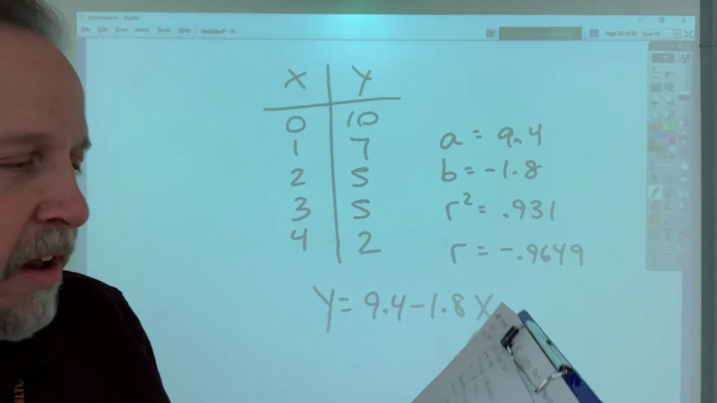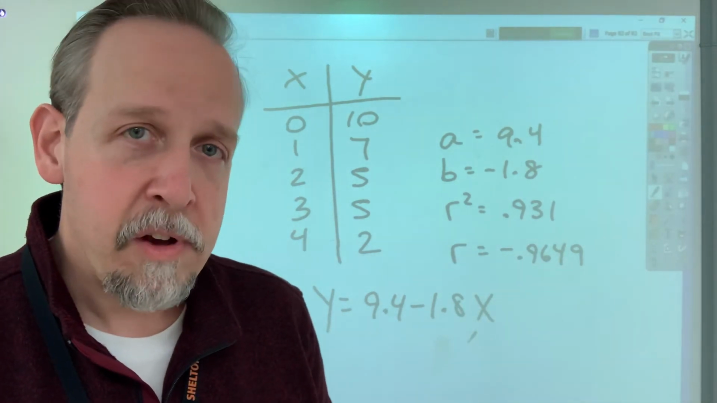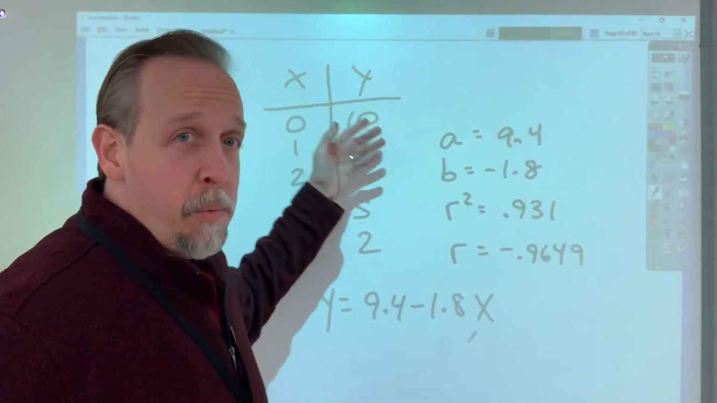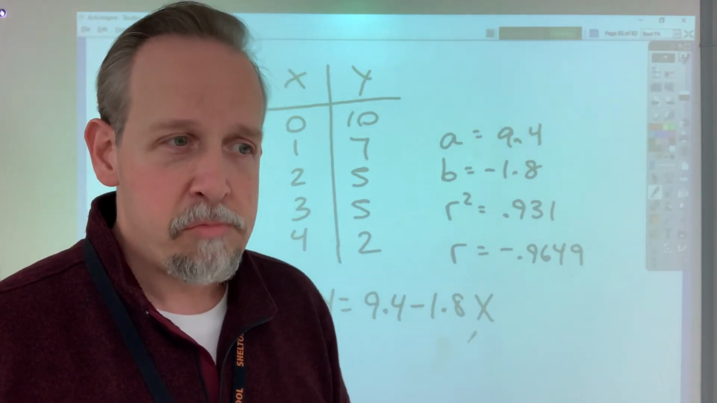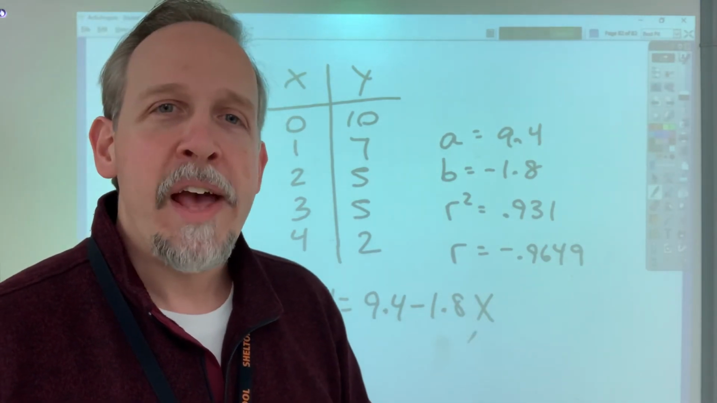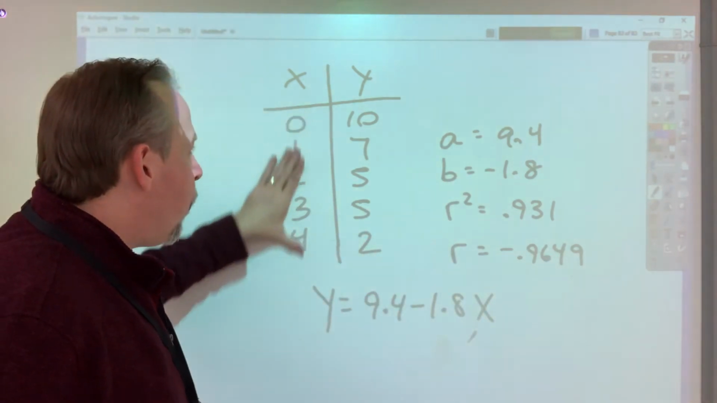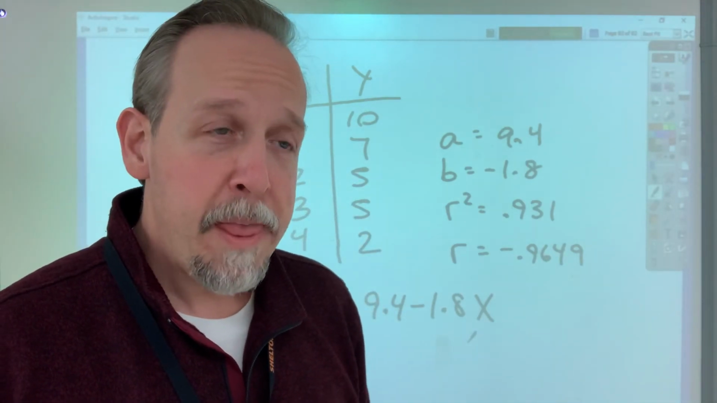Now, all that being said, we have to be very careful when we actually use our LSRL. I can use my equation to predict values for y based on x, and that's really good. And because it's a strong relationship, I know I can have pretty good accuracy. However, when I predict within my domain, between 0 and 4, I'm safer than when I predict outside my domain.